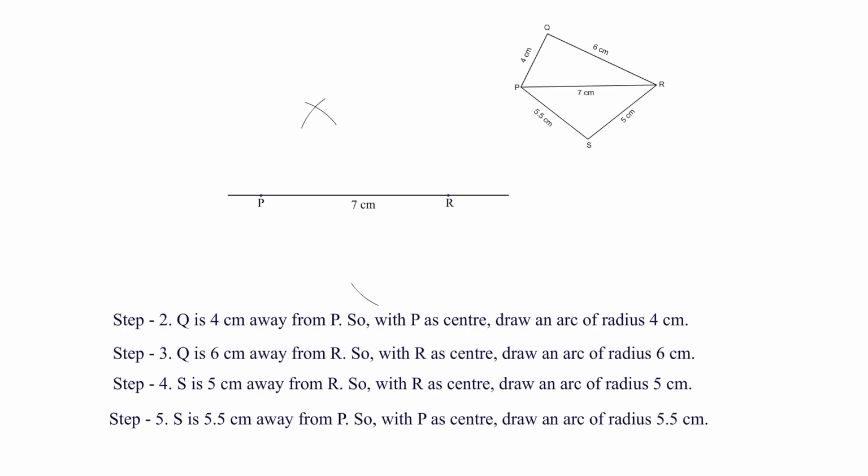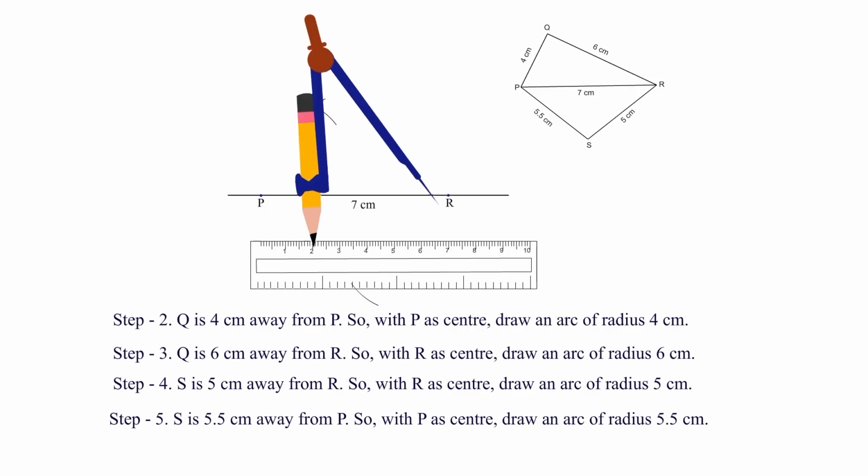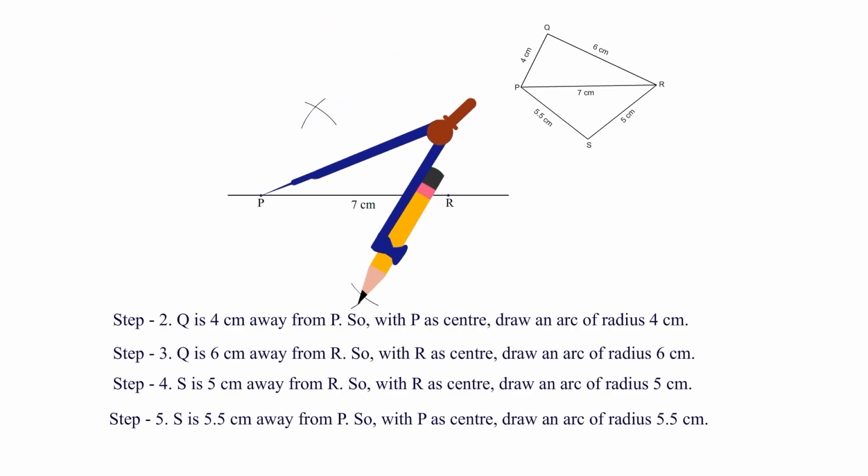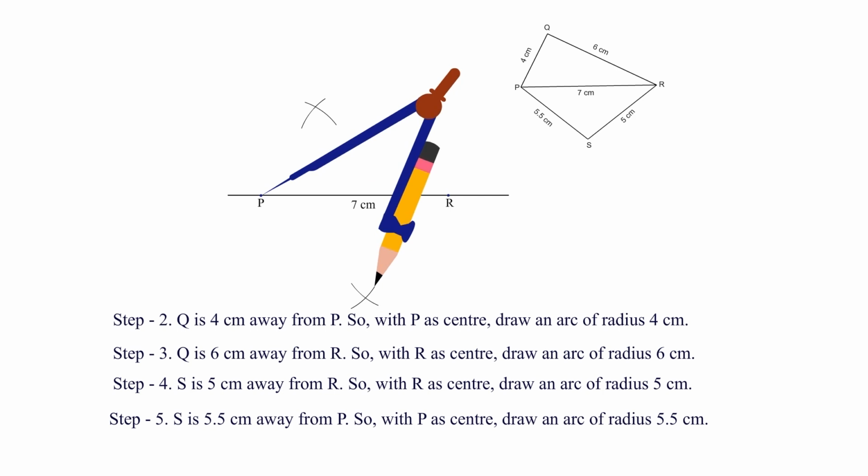Okay? And now step 5. S is 5.5 centimeters away from P. So with P as center, draw an arc of radius 5.5. So take again the scale and compass, stretch it for 5.5, cut off an arc. These two arcs cut at a point called S.